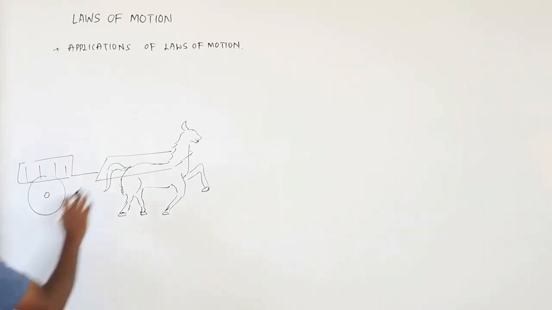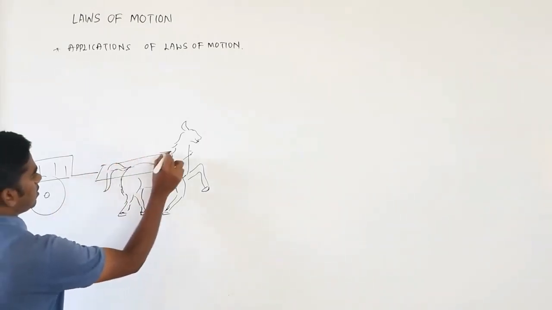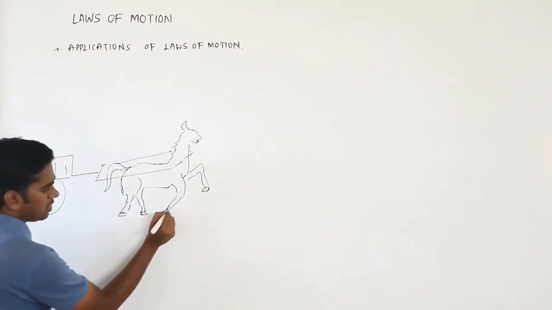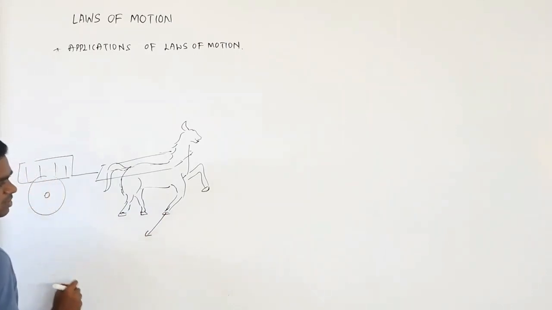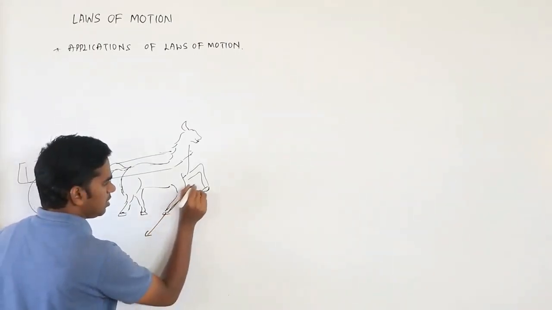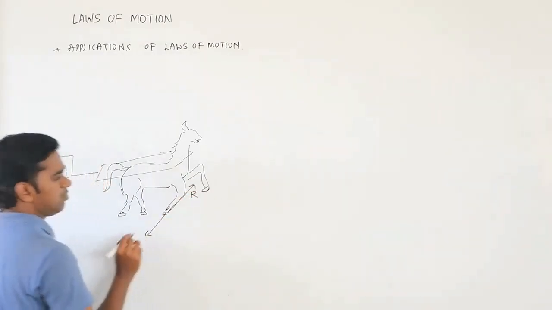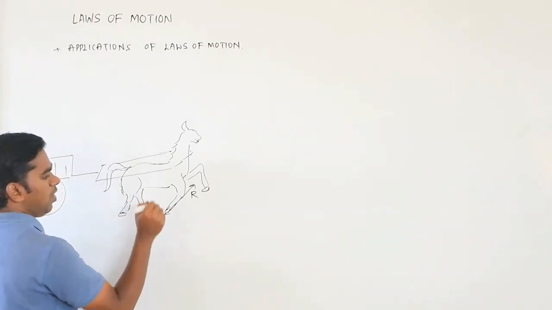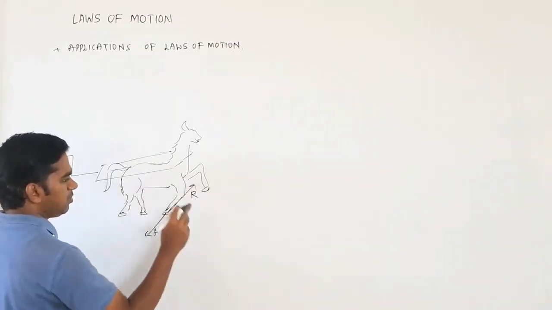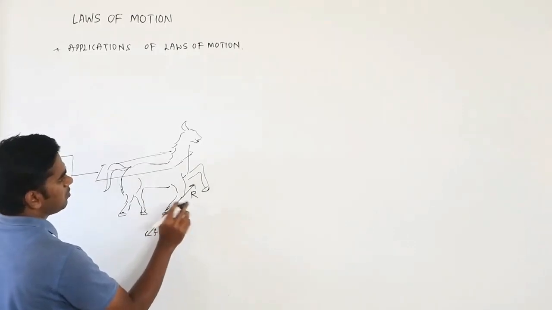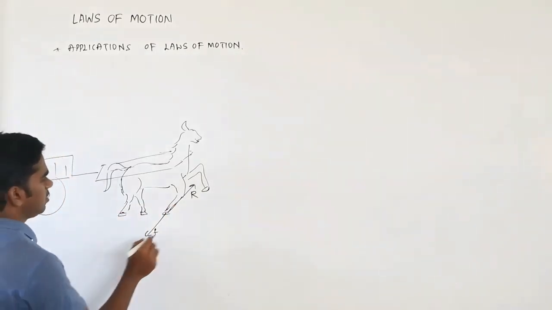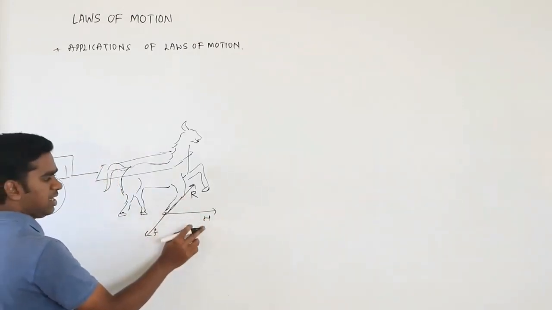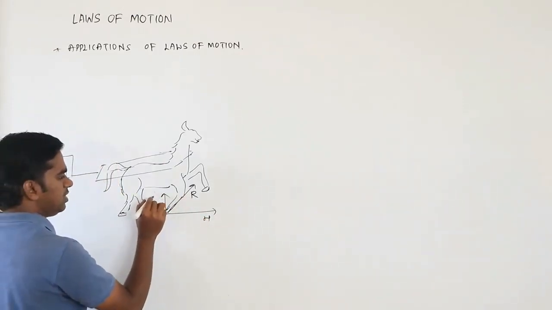Now if we look at the force, the horse will apply some force on the surface of Earth, and this will give the required normal force, an equal and opposite force from Newton's law. This is the force applied by the horse, and the reaction you are getting. The horse is moving because of this reaction. If I take the horizontal component, this is the horizontal component of the reaction, and the vertical component of the reaction is here.